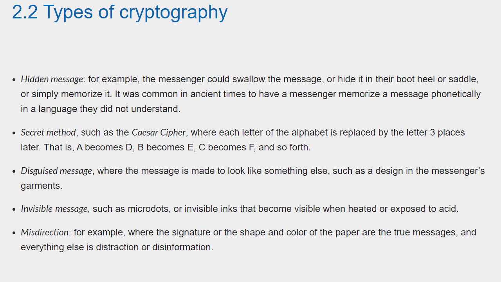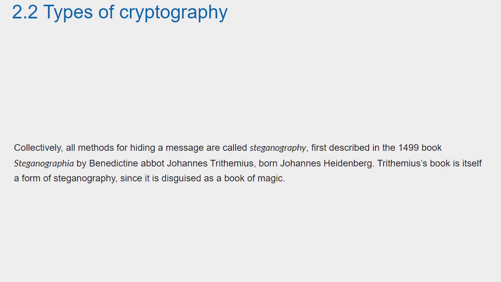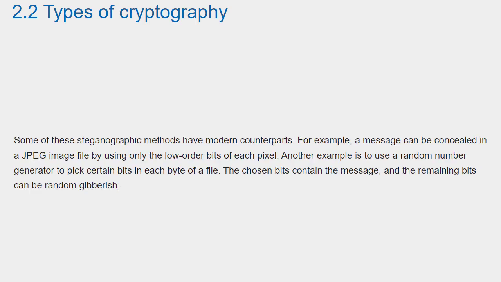Misdirection, for example, where the signature or the shape and color of the paper are the true messages, and everything else is distraction or disinformation. Collectively, all methods for hiding a message are called steganography, first described in the 1499 book Steganographia by Benedictine abbot Johannes Trithemius, born Johannes Heidenberg. Trithemius's book is itself a form of steganography, since it is disguised as a book of magic.